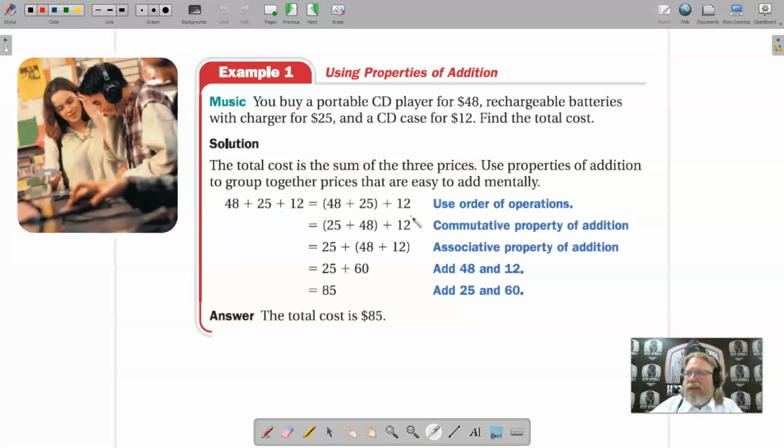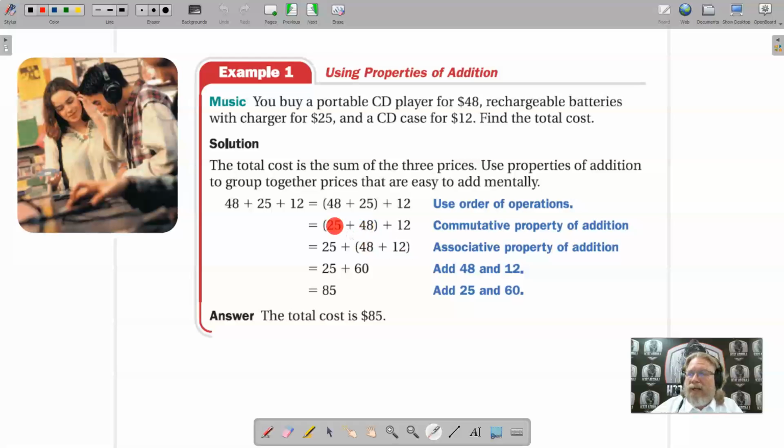So I'm going to use the commutative property. Notice that the 48 and the 25 are still grouped together in the same parentheses. However, we've just changed places. So they change places, so it's commutative property. Now we're going to regroup the 48 with the 12 here and leave the 25 out over here. So no longer is 48 associated with 25. Now 48 is associated with 12.